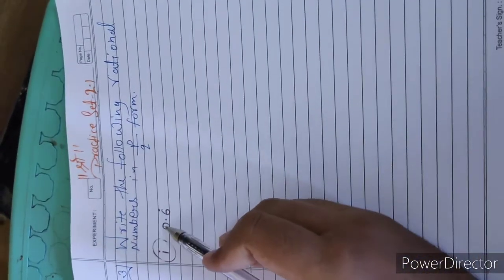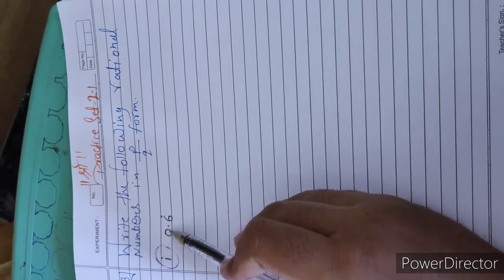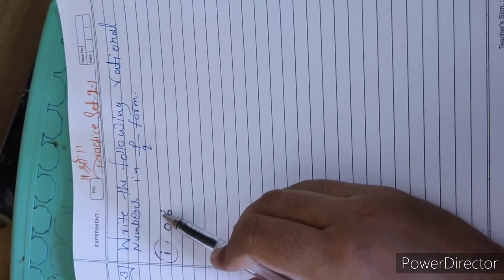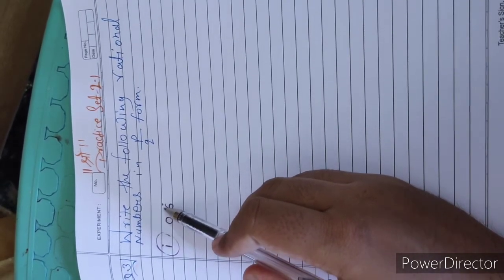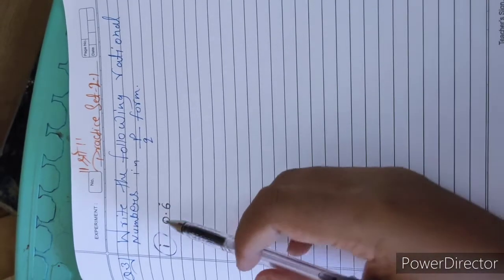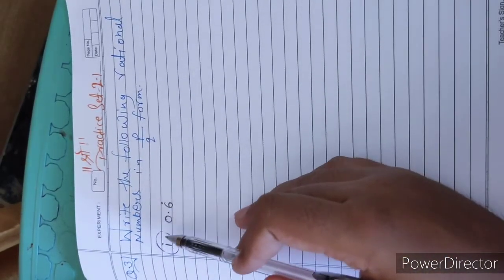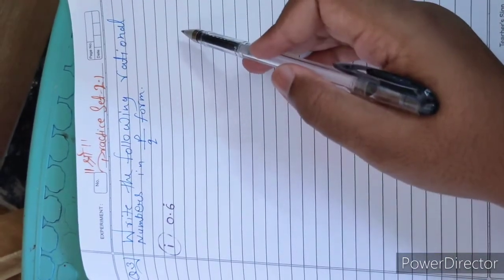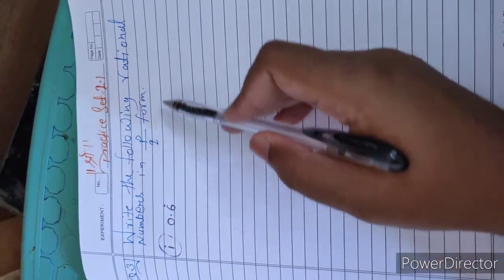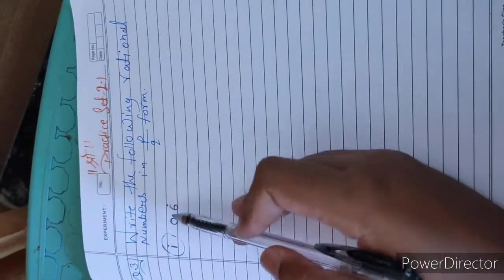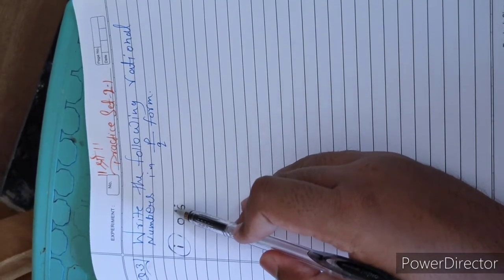So here we have the first question, 0.6 with a dot. This dot sign is called a bar. What does this sign mean? It means that the digit is continuously repeating, going to infinity, that is 0.666666. By the sign bar we can draw this as a shortcut.